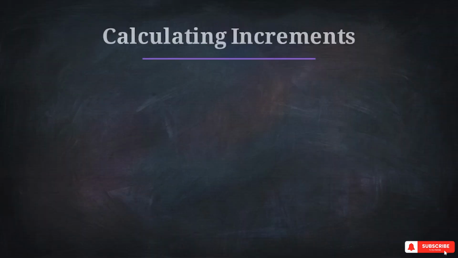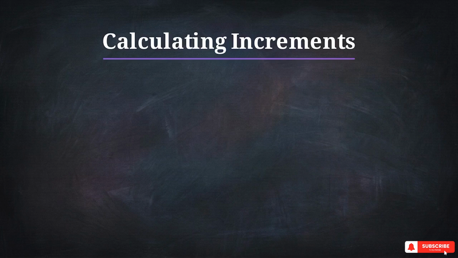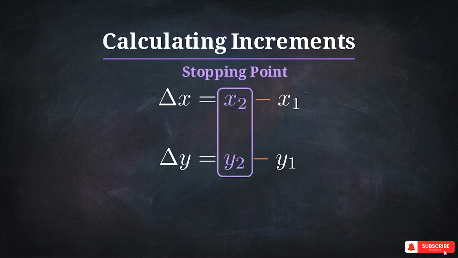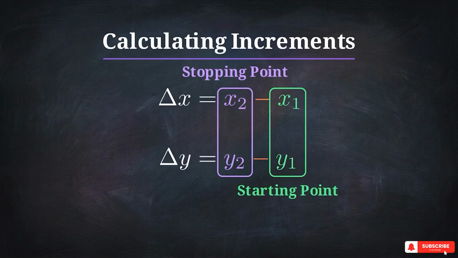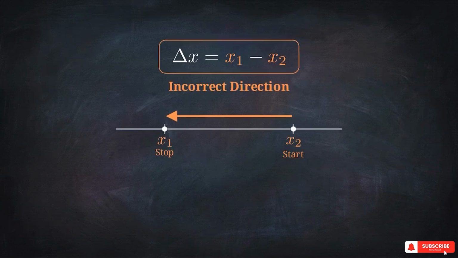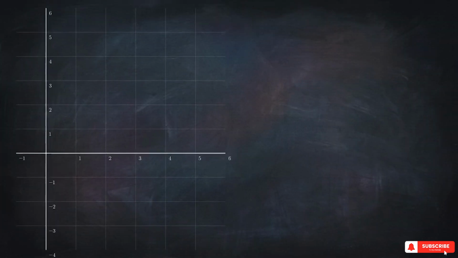To calculate these increments, we use two formal equations. Delta x equals x2 minus x1, and delta y equals y2 minus y1. The order of these terms is rigid. You must always take the stopping coordinate and subtract the starting coordinate. Swapping that order reverses the mathematical direction of the movement, which changes the meaning of any result you calculate from it. Let's test this rule on a grid.